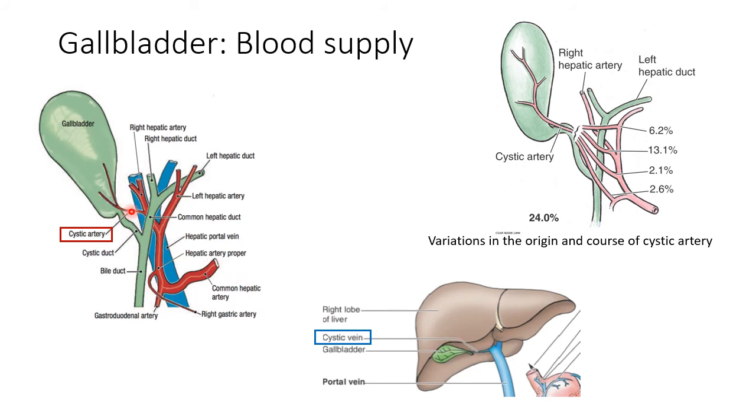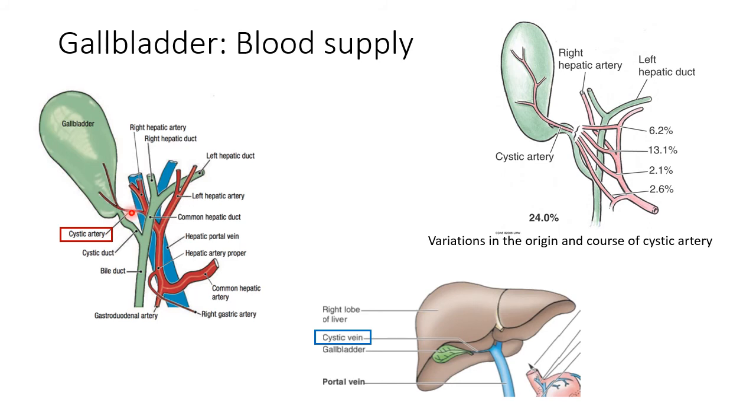Now the artery is a branch of the right hepatic artery. So this is the hepatic artery, which is a branch of the common hepatic artery. If we start from the celiac, one of the branches of the celiac is the common hepatic artery. One of the branches of the common hepatic artery is the hepatic artery proper, or proper hepatic artery. Now this artery will divide into right and left hepatic arteries. The right hepatic artery usually gives a branch that will supply the gallbladder, and this branch is called the cystic artery.